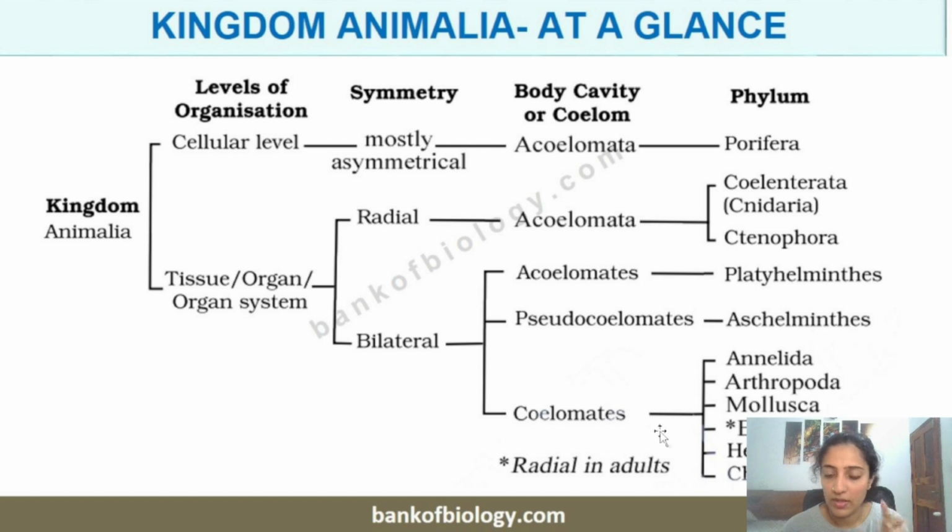The last thing to keep in mind is Echinodermata, the phylum under which starfish falls. The larval stage of starfish is more or less like a worm, and worms give you bilateral symmetry. So whenever the question comes in your exam, keep in mind whether they are asking about adult or larval echinoderms. If it is an adult echinoderm, the symmetry will be radial, and for the larval stage, the symmetry will be bilateral.